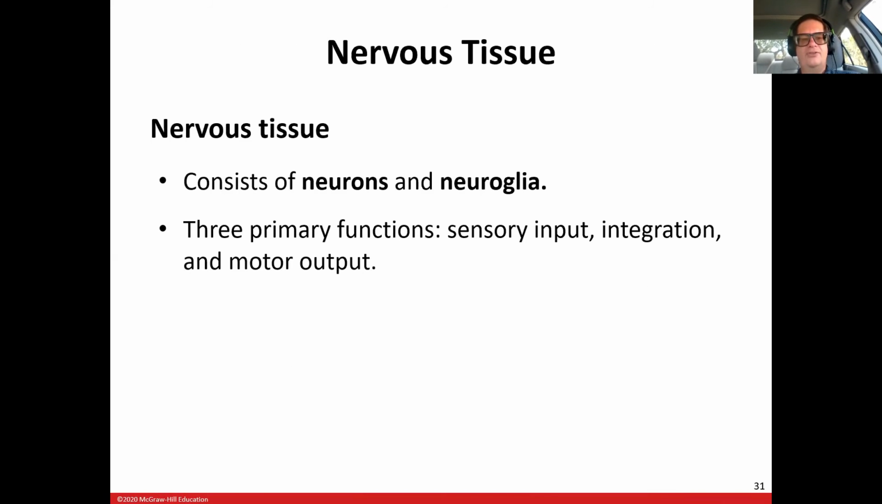Okay, so neurons and neuroglia have functions. What do we do with these things? They can sense input, they can integrate. What are they talking about? They're talking about this part of the body talking to that part of the body. So they coordinate their activities and they do the right thing at the right time.